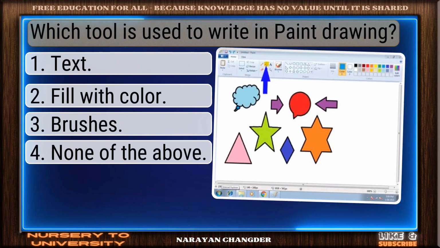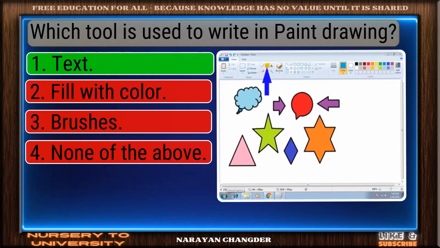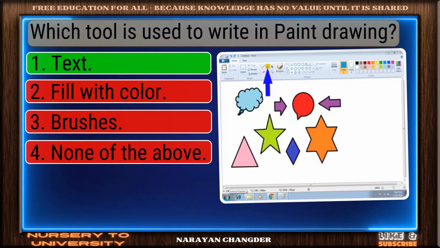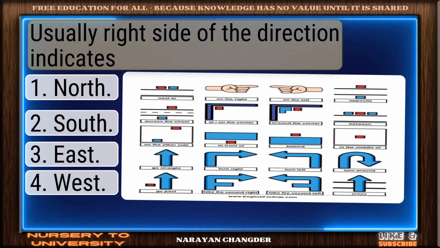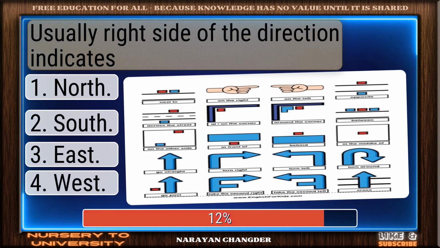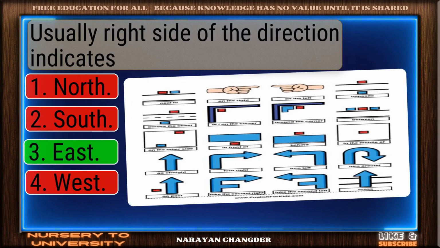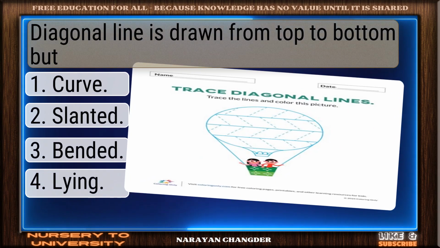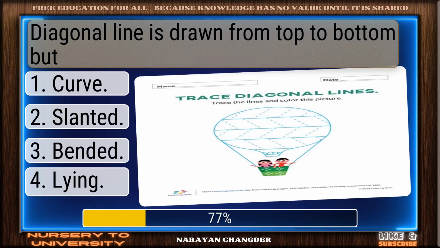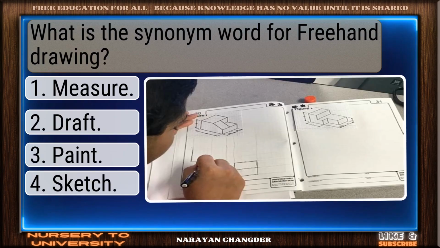Which tool is used to write in paint drawing? Sharp thinking. Text is right. Usually right side of the direction indicates. Right again. East is valid. Diagonal line is drawn from top to bottom but. Smart pick. Slanted is correct.